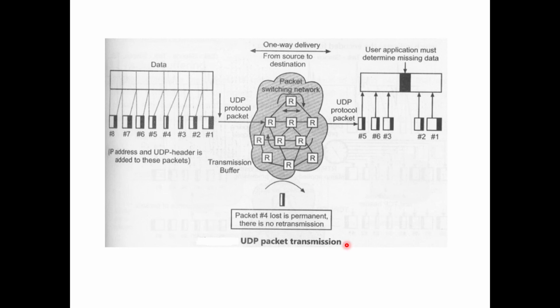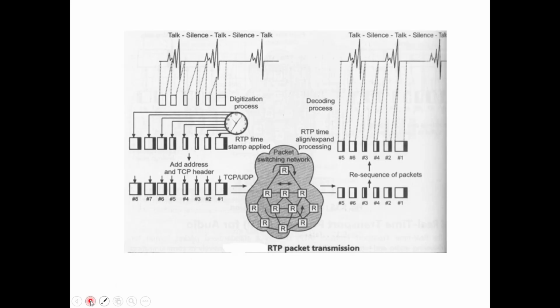UDP, that is User Datagram Protocol. What happens here? Suppose you're transmitting these packets, 1, 2, 3, and packet 4 is missing. What happened? Packet 4 is lost permanently. There is no retransmission, right? So in the User Datagram Protocol, I can say it's unreliable transmission.